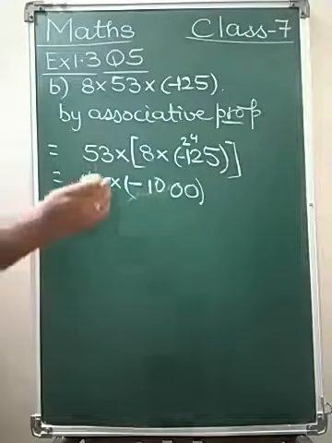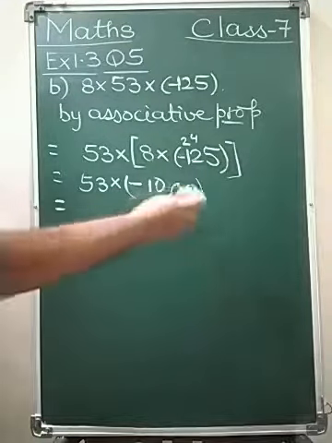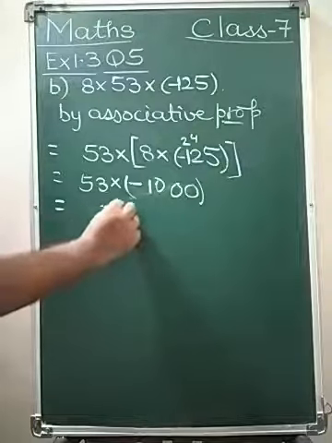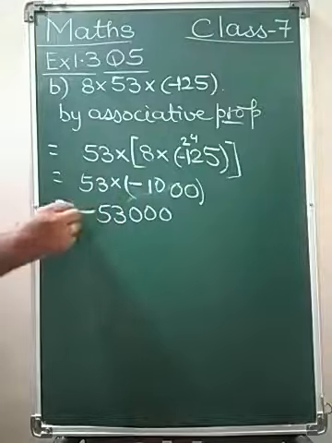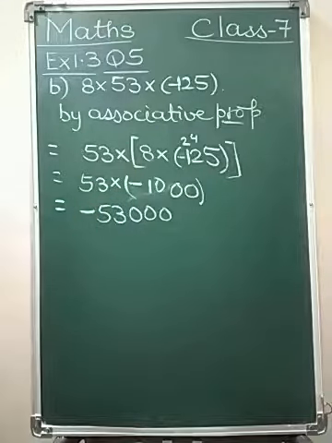Now you can see the simplification is done. Very simplified answer we can find out. This would be 53 and 3 zeros, 1, 2, 3, and 1 is negative integer. So answer is minus 53,000. So done. Question number B is also solved.